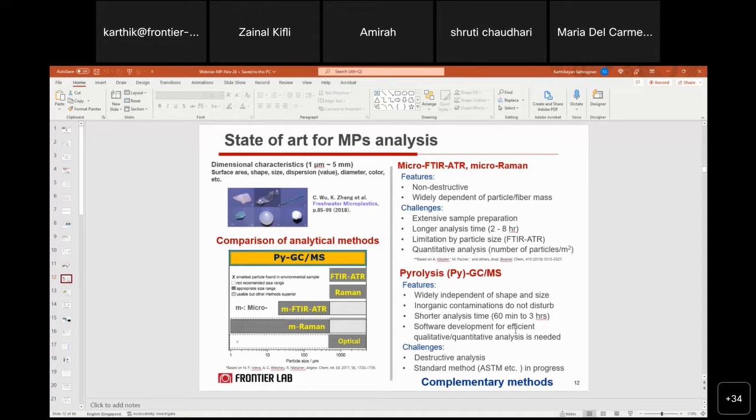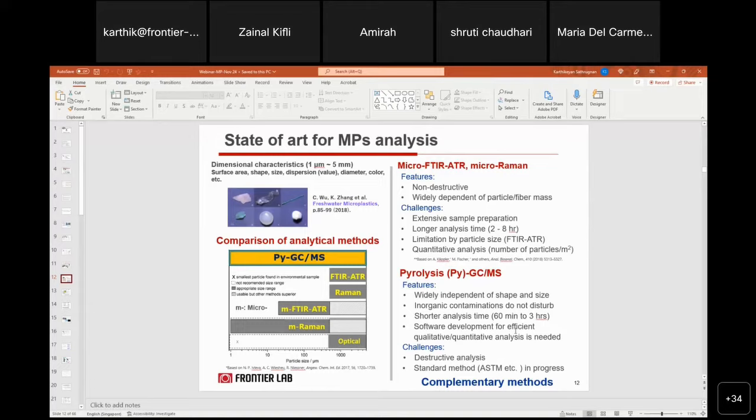So sometimes you may have false estimation because of size and shape issues. Particularly when you are working with very small concentrations and very small sizes, you need extensive sample preparation time. Also, the analysis time is longer. But there is some automation that has been developed in this technique as well. Even FTIR, ATR, or micro FTIR can do fast analysis in 1 hour with some improved software systems.